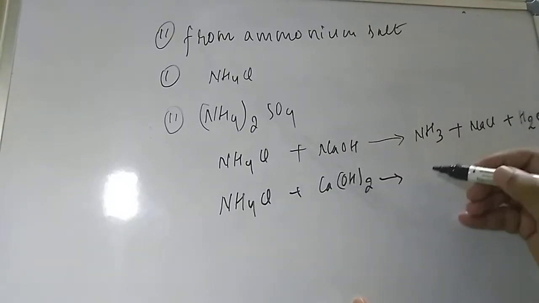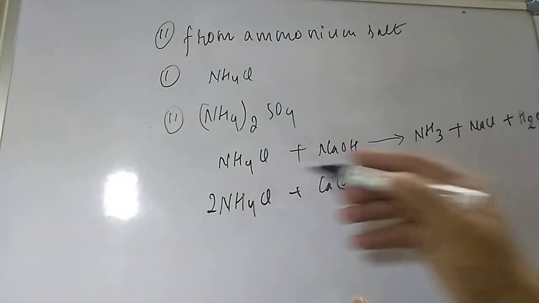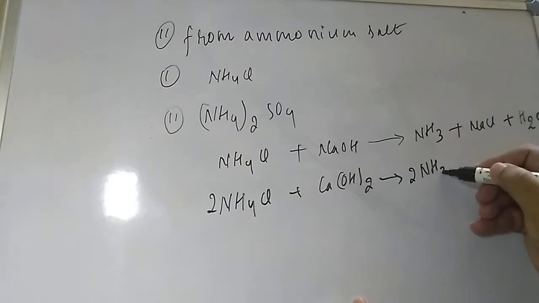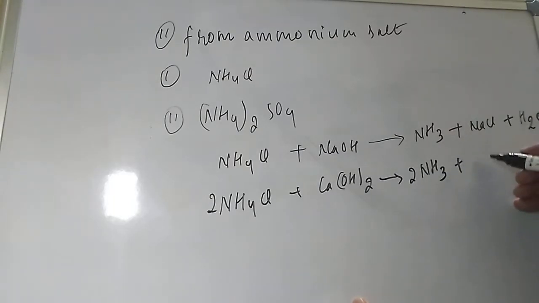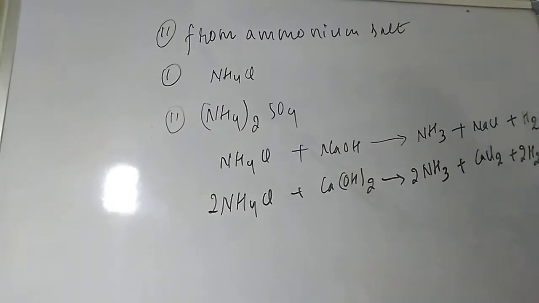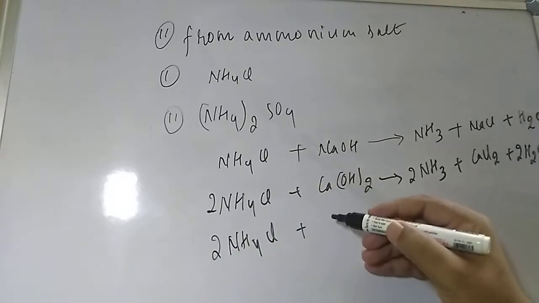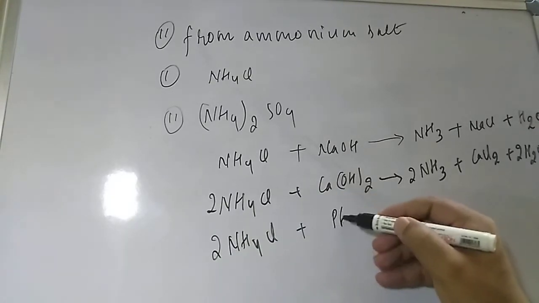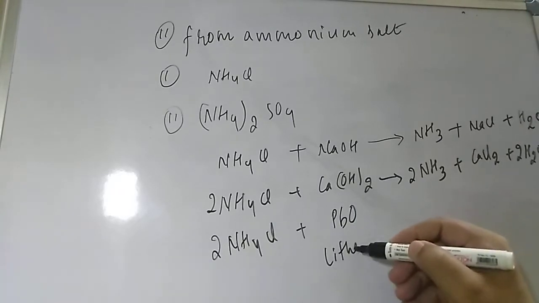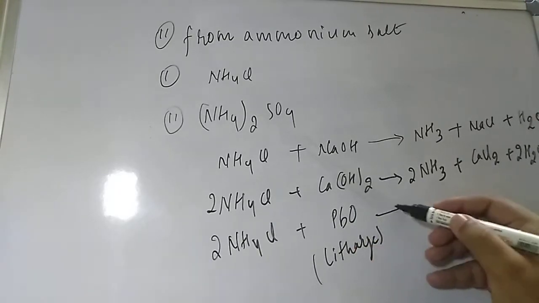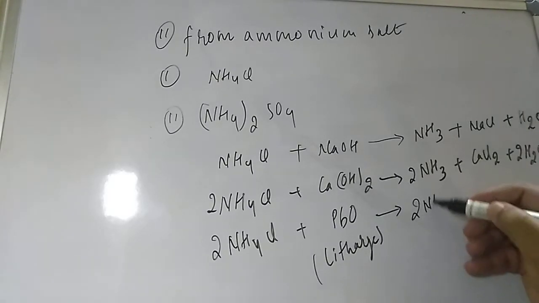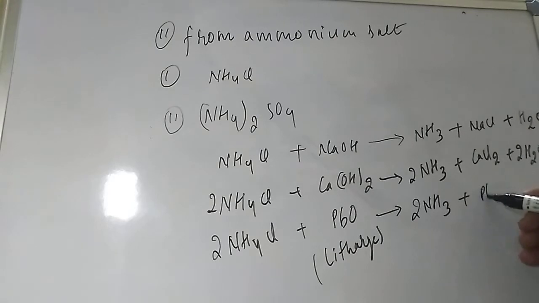So how will the reaction proceed? Here you take 2 moles, so it will give 2 moles of ammonia, along with calcium chloride, plus 2 moles of water. So this also depends on which reagent you are taking. Suppose you are taking ammonium chloride NH4Cl and you are taking litharge, PbO. Litharge will give 2 moles of ammonia, and secondly PbCl2 and water.